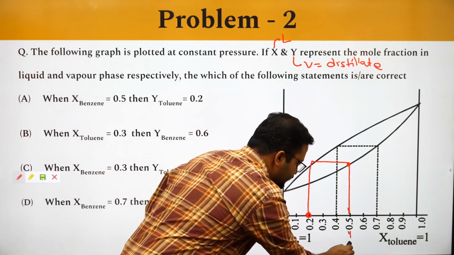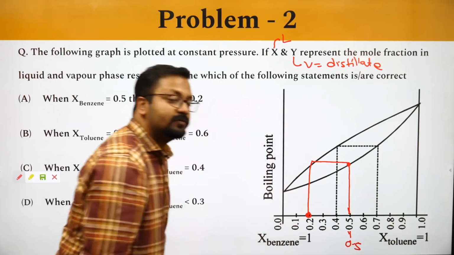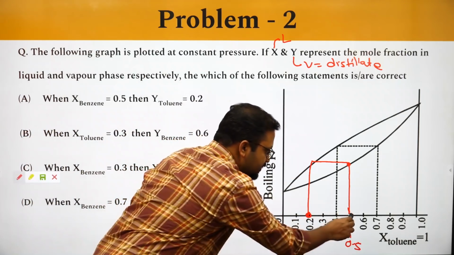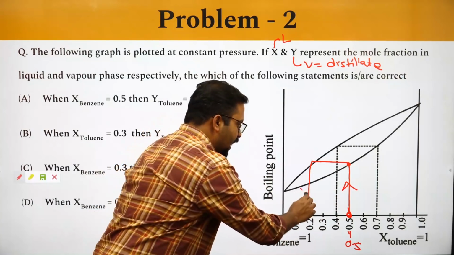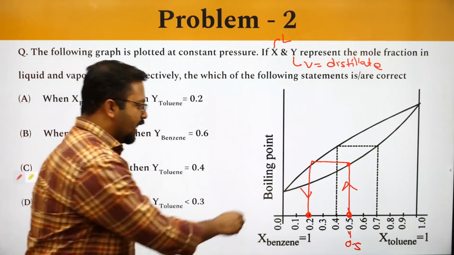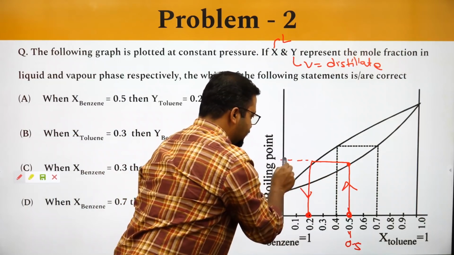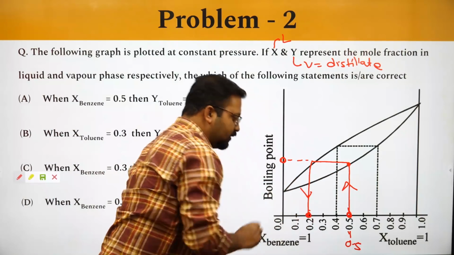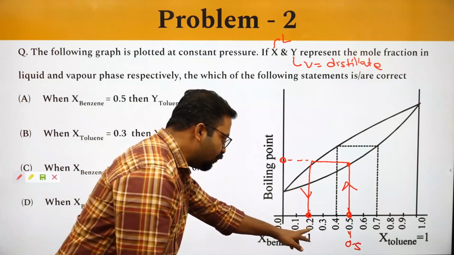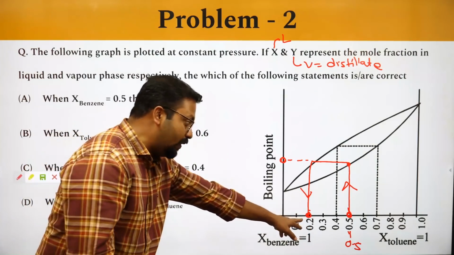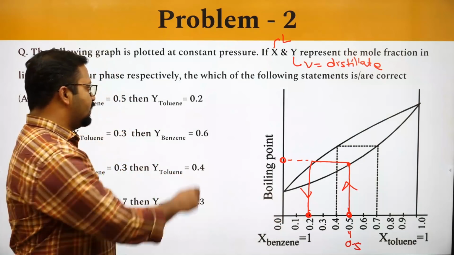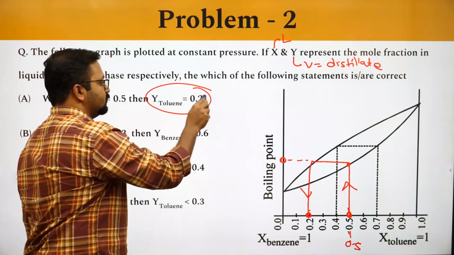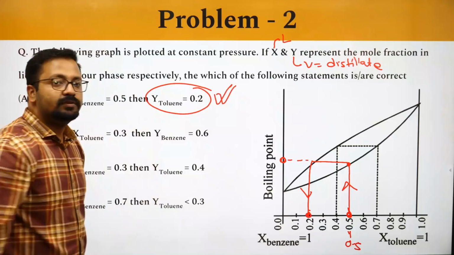This point is where benzene is also 0.5. I boil this, I obtain this. I boil this at this temperature and I obtain a solution in which the mole fraction of toluene कितना है? 0.2. तो mole fraction benzene कितना होता है वहां पे? 0.8. हमारा ये आंसर करेक्ट है.